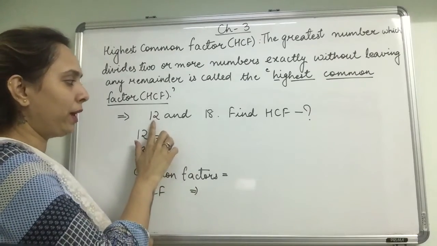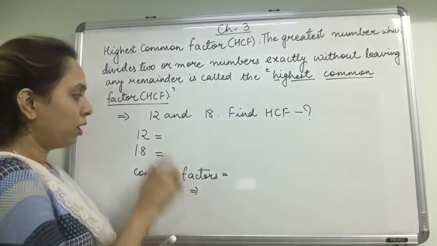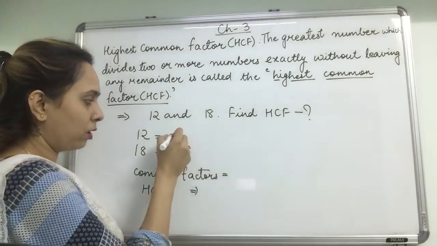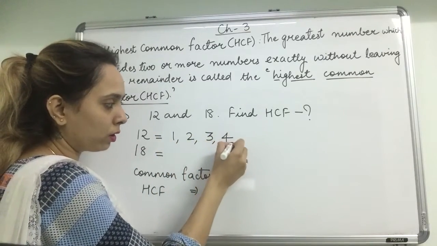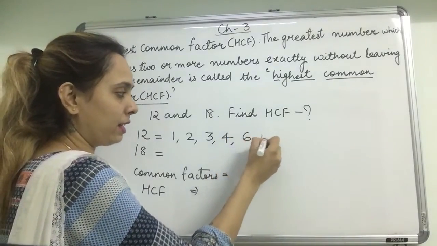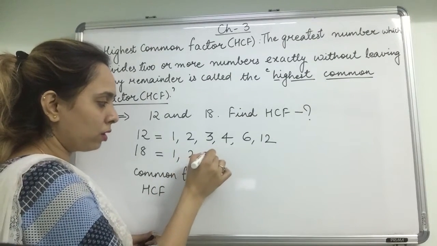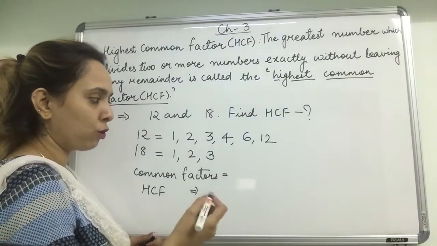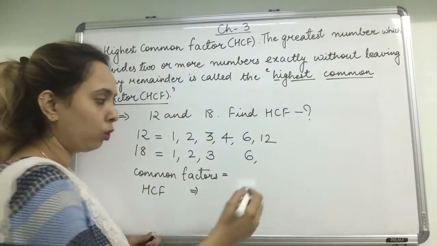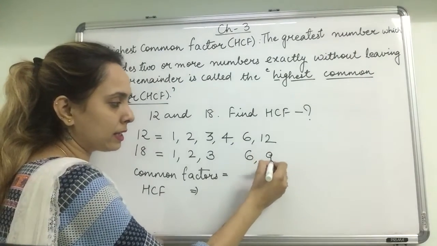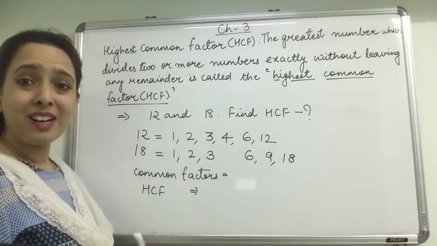Let us start with 12 and 18. First method, listing the factors. So here I will list all the factors. Factors of 12: 1, 2, 3, 4, 6 and 12. Factors of 18: 1, 2, 3, 4 no, 5 no, then 6, then 7 no, 8 no, 9 yes, then 18. So we have listed all the factors here.